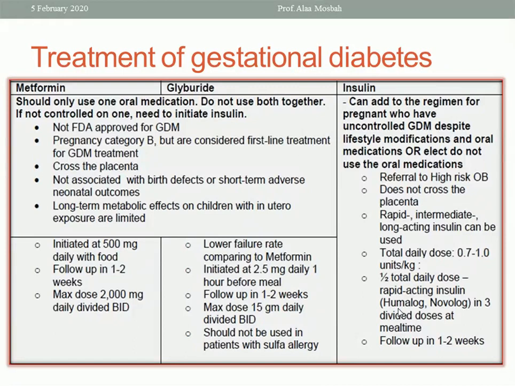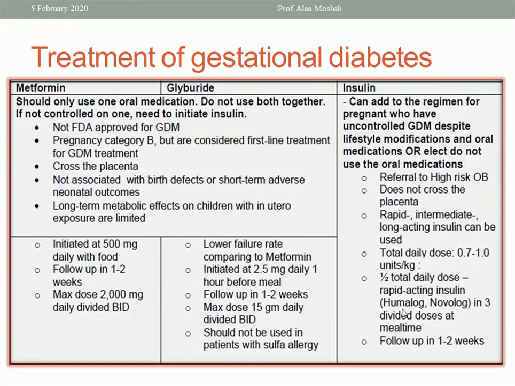While with glyburide, we give a dose of 2.5 milligrams daily, 1 hour before a meal, and do follow up in 1 to 2 weeks. Maximum dose is 15 milligrams daily, and the dose should be divided twice. It shouldn't be used in patients with sulfur allergy. One of its advantages is a lower failure rate compared to metformin.